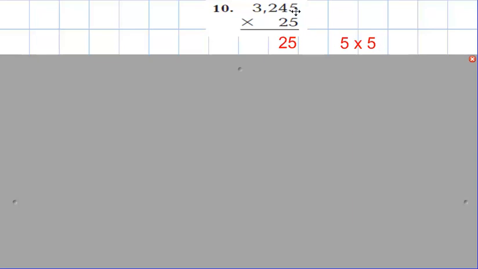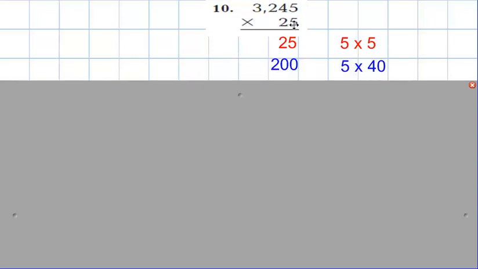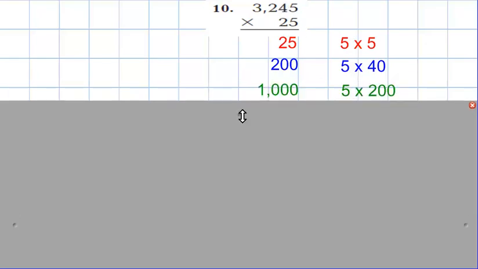Here I'm multiplying 5 times 5. I'm multiplying the value of every number. Think back to chapter 1 on what value is. So 5 times 5 is 25. Then I go 5 times the 4, which is 40, because it's in the tens place. 5 times 40 is 200.